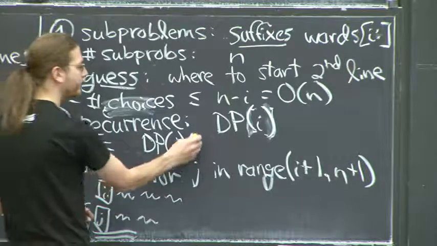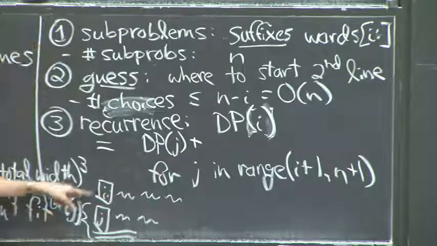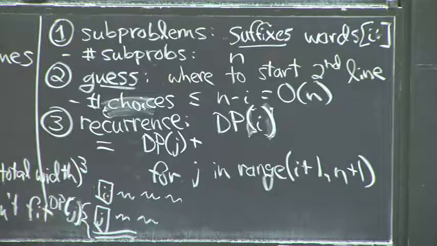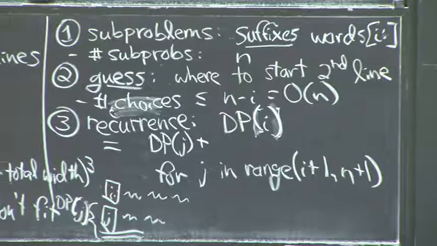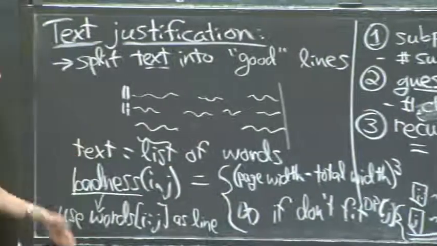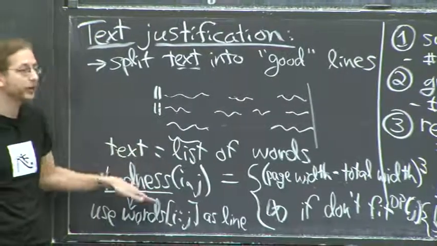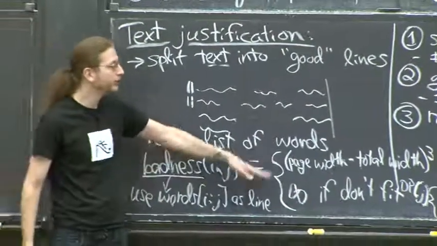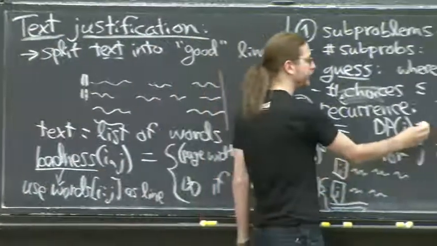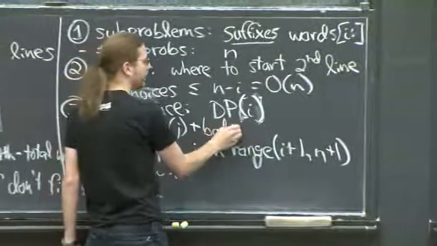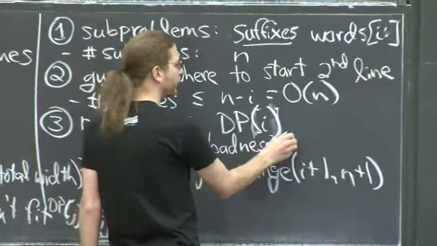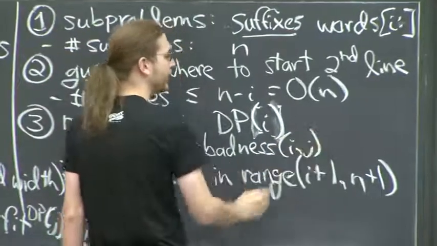But then I also have to think about, well, what about the first line? How much does that cost? Well, that's just badness of i, j. And we've already defined that. We can compute it in constant time. Dynamic programming doesn't really care what this is. It could be anything. As long as you're trying to minimize the sum of the badnesses, whatever function is in here, you just compute it here. This is the power of dynamic programming. It works for all variations of this problem, however you define badness.